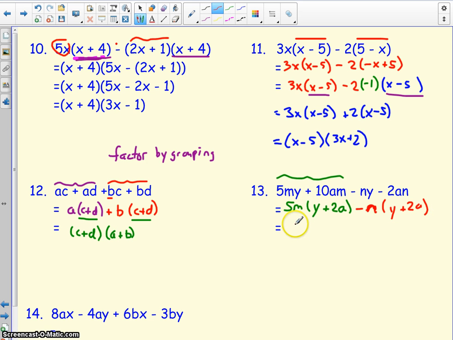So now y plus 2a is your common factor between both of these, and you have 5m minus n left over.